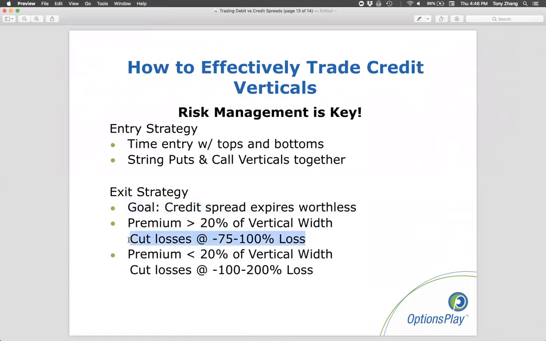So if you've received a $1 credit on, let's say, a $5 wide spread, and that credit is now trading at $2, so you've lost a full 100% on that trade, it's time to cut your losses and get out.